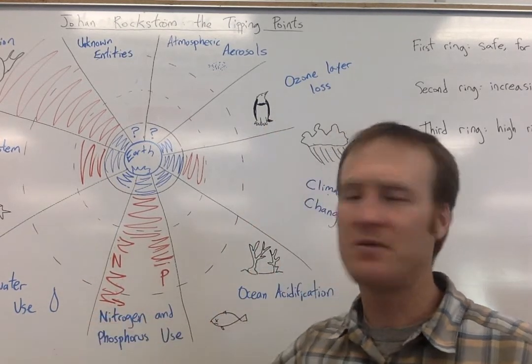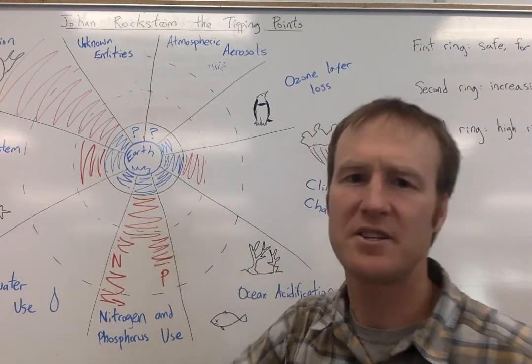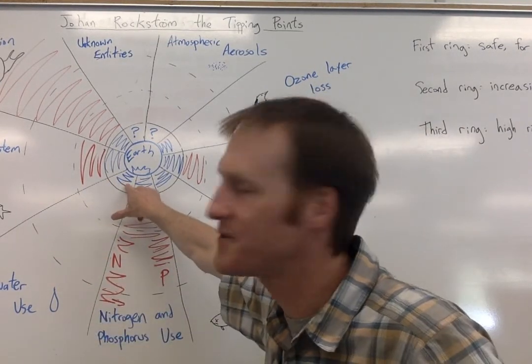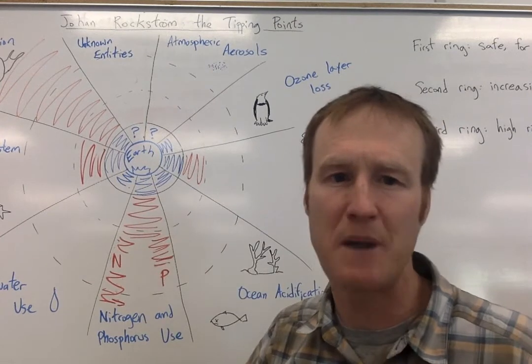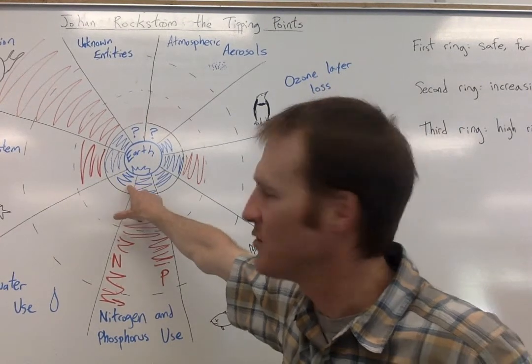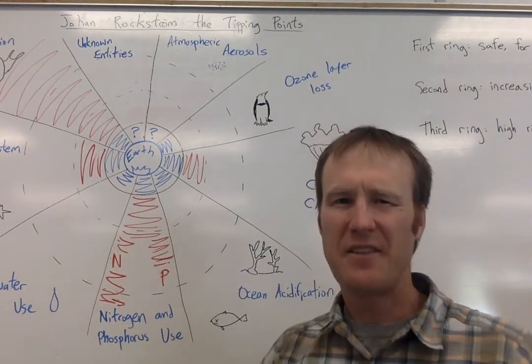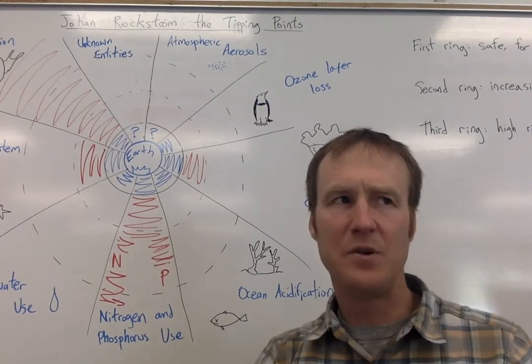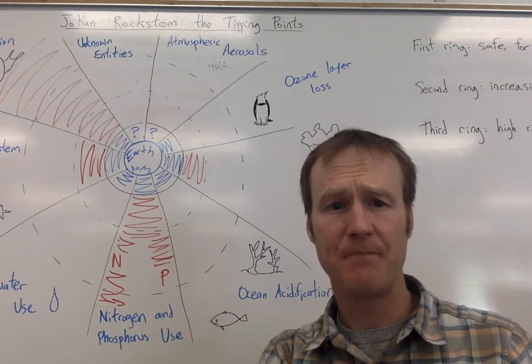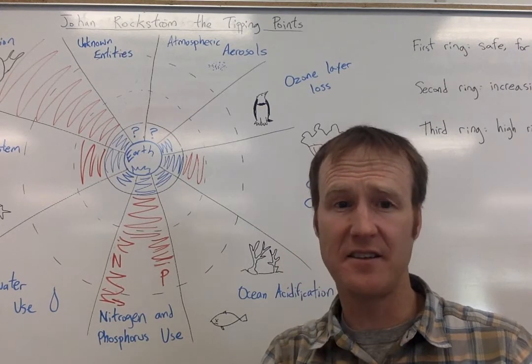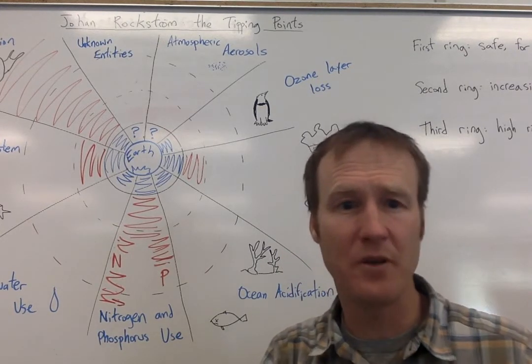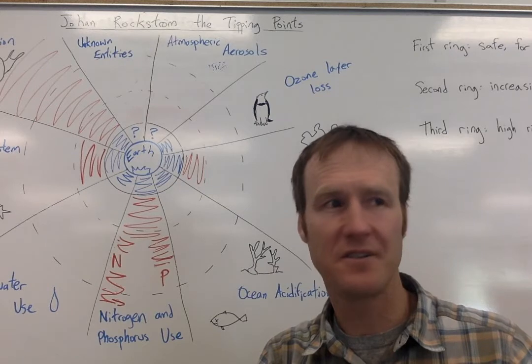Next is freshwater use. This is an interesting one, because notice that according to Rockstrom's boundaries, we're still in the safe zone. We're fine for water. The thing is, that's a global figure. If you look at a map of Canada, you'll see that it's peppered with lakes and rivers.